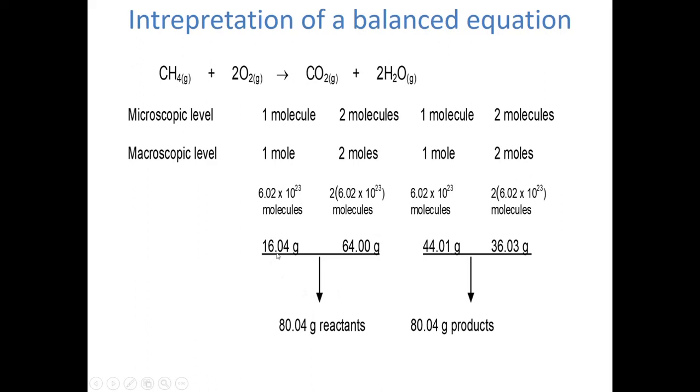And here is 16.04, 64, 44, and 36.03. Here is the RMM, the molecular mass for oxygen basically. 16 times 2 is 32, and 32 times 2 you get 64. Basically 16.04, 64, 44.01, 36.02 is referring to the molecular mass of each molecule.